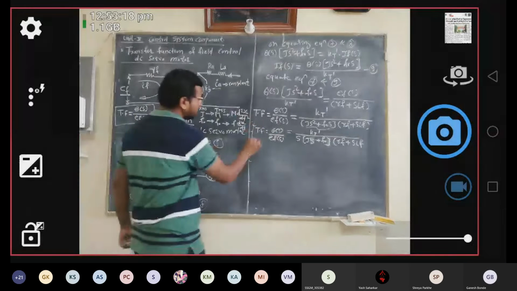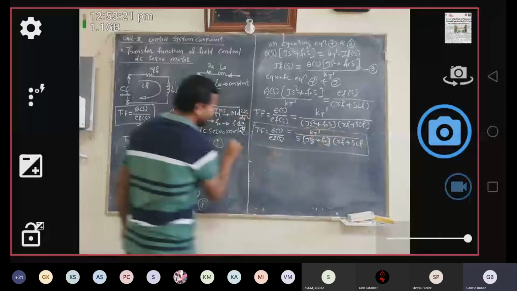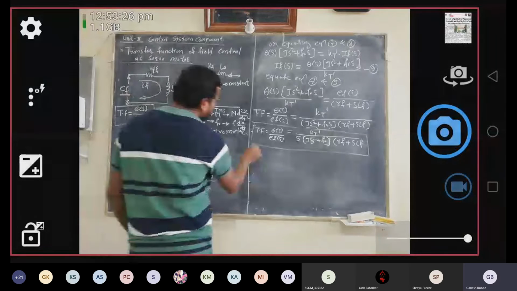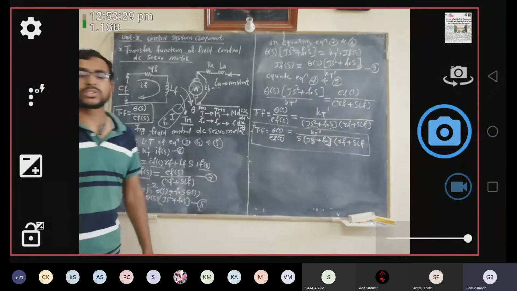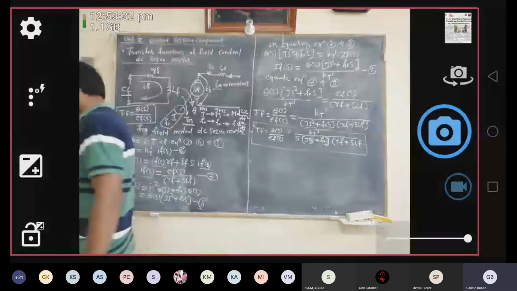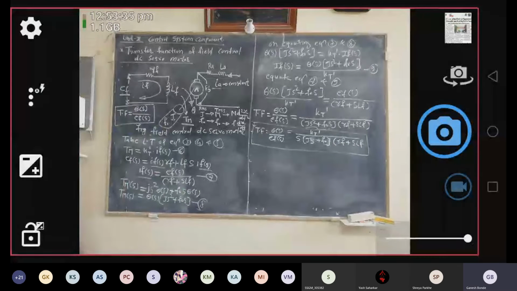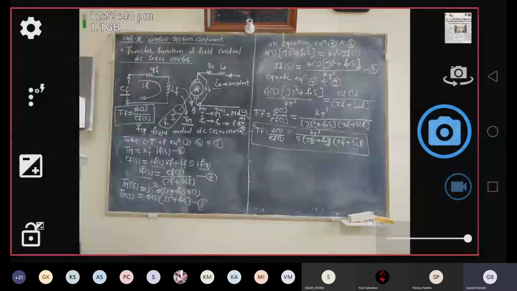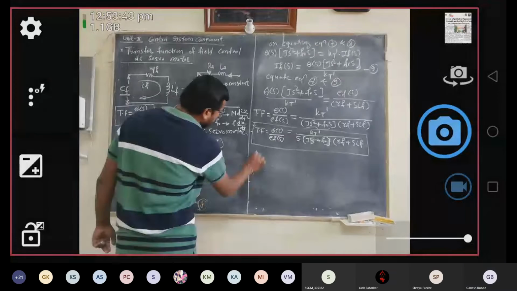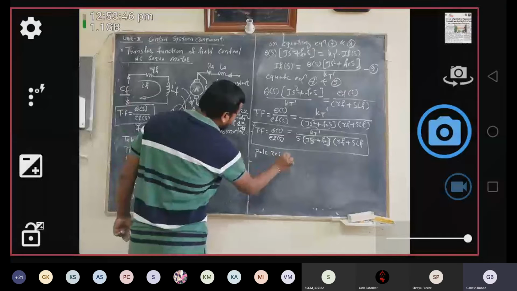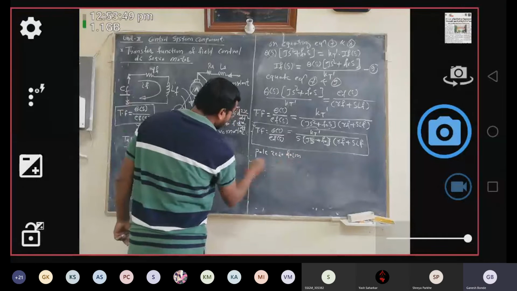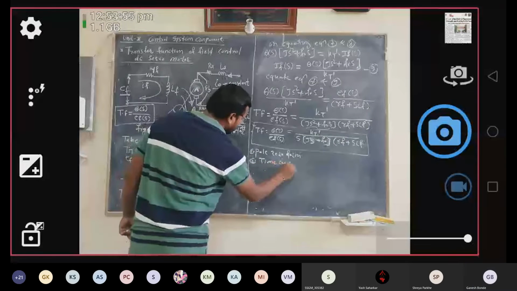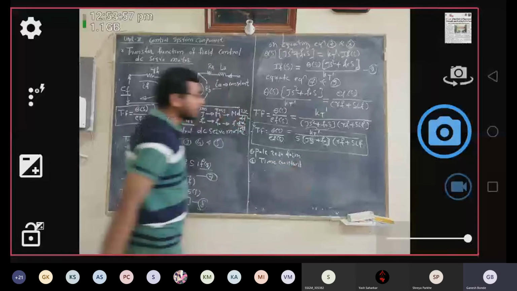Okay. So this is the required transfer function of the field control DC servo motor. We can also express this transfer function in terms of time constant. There are several ways of representing your transfer function in different forms. One is the pole zero form representation. The second form is the time constant form representation.